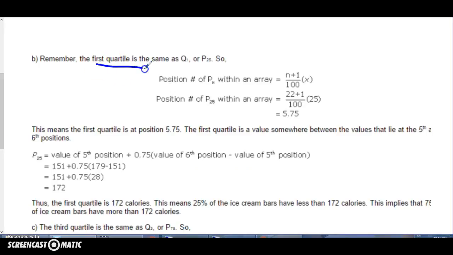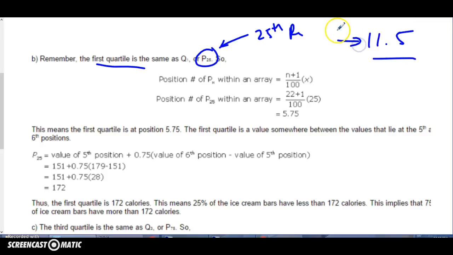First of all, we're talking about the first quartile. Remember that the first quartile is the same as the 25th percentile. So now I'm just going to talk about the 25th percentile. If I said there's 11 and a half, between first and 22nd, and 11 and a half is in the middle between first and 22nd, then the 25th percentile will be halfway in between here. So half of 11 and a half is going to be 5.75. If you just go 11.5 divided by 2, you get 5.75.